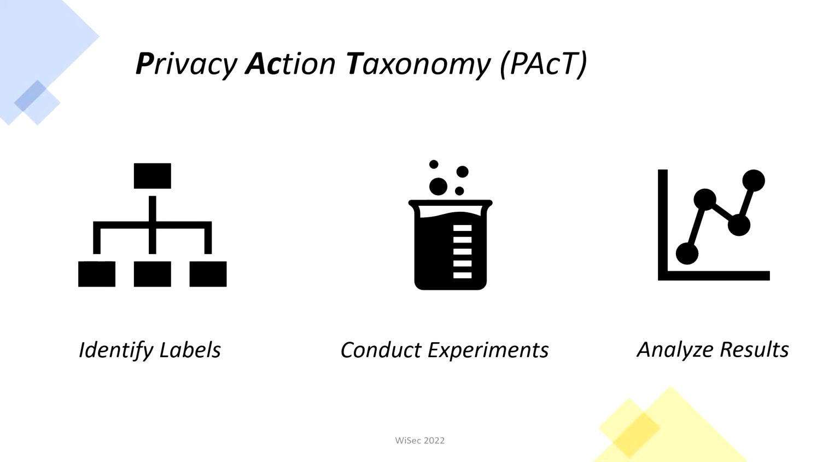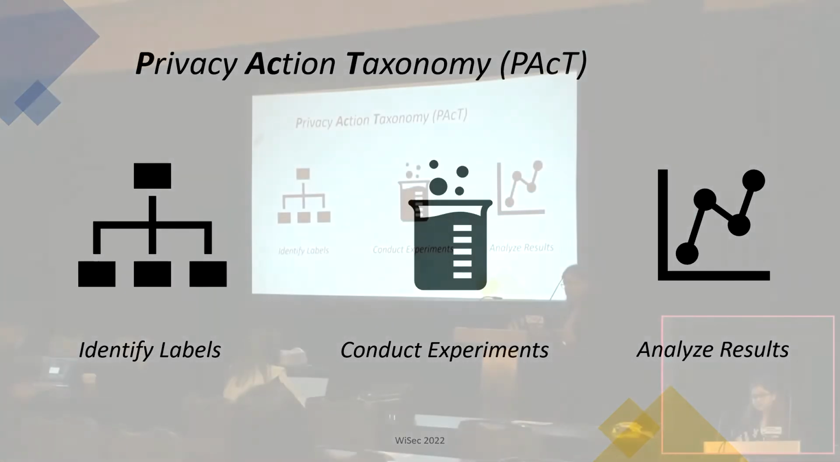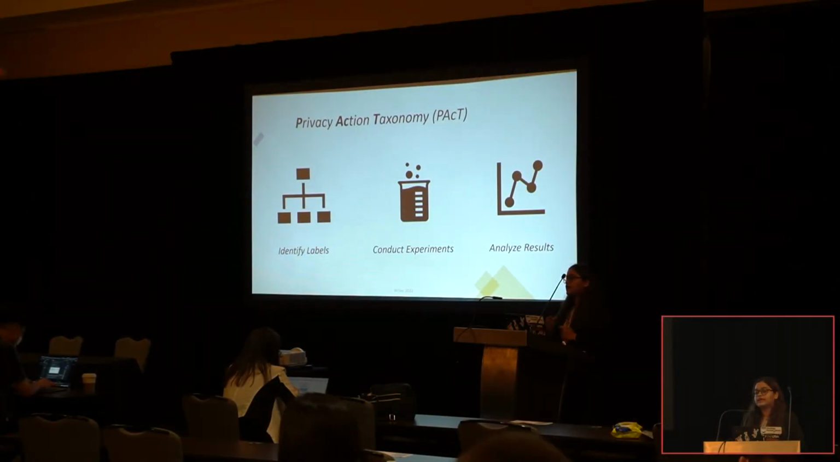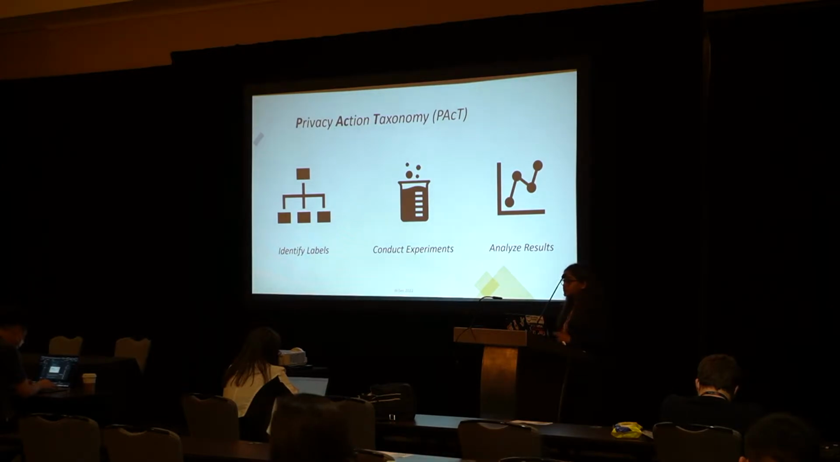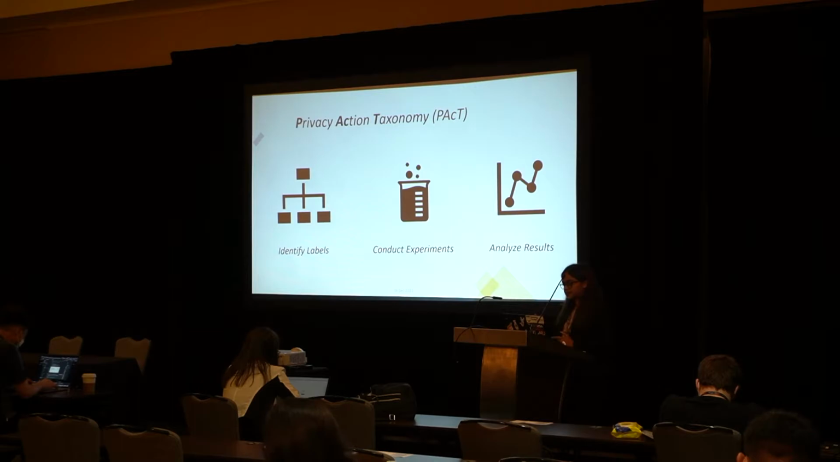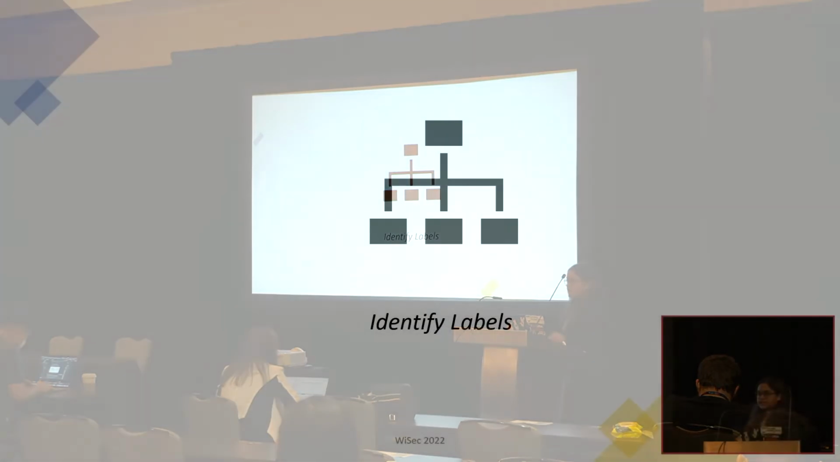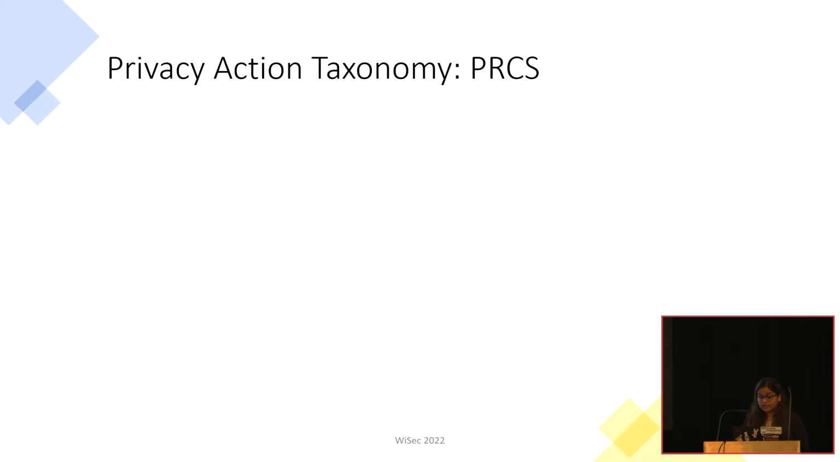PAcT basically includes 3 important steps. First, we need to identify the labels that can actually describe the practice and purpose of a code segment. Then we aim to conduct experiments to see if we can automatically identify those labels in a code segment. Then we analyze the results to find out the limitations or rules that we need to work on in the future. So let's talk about identifying the labels.